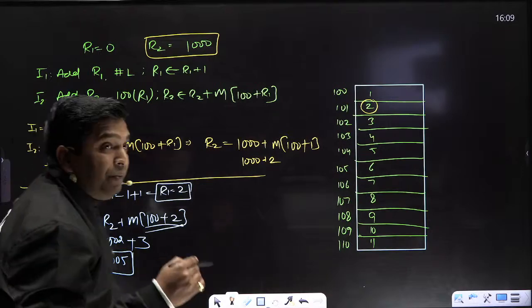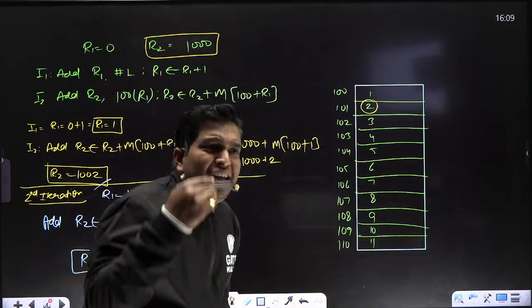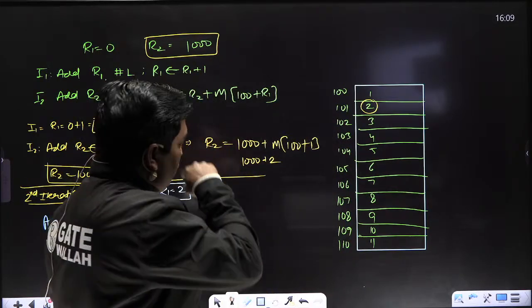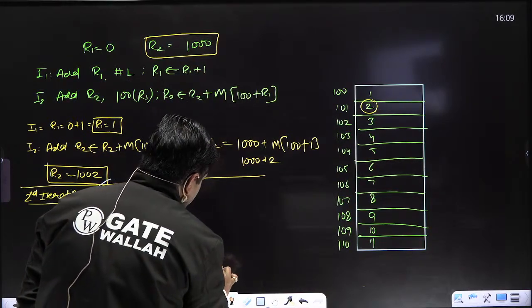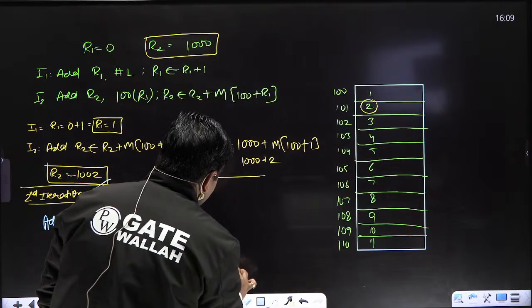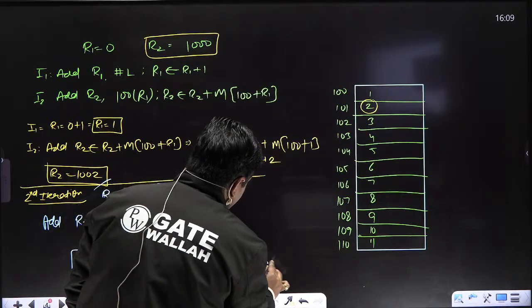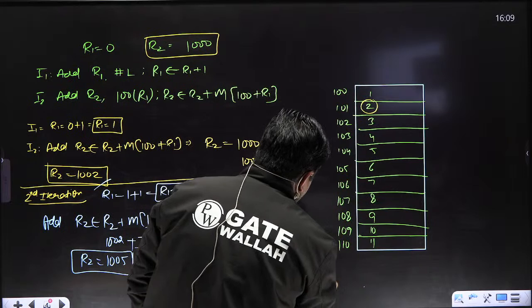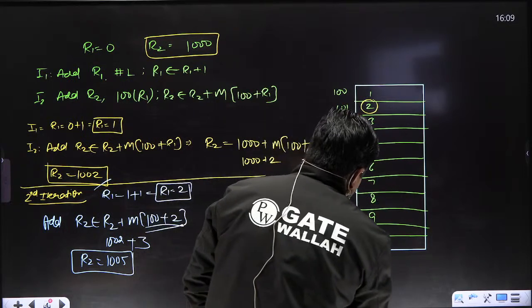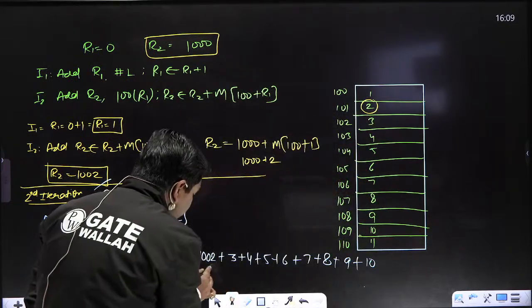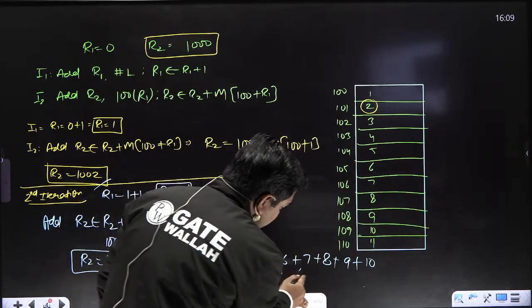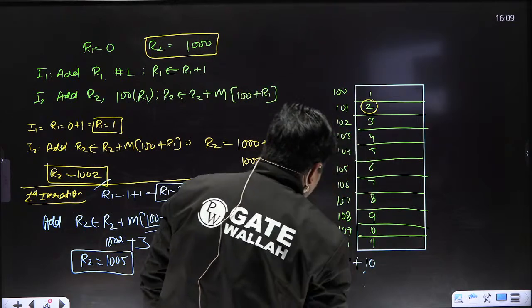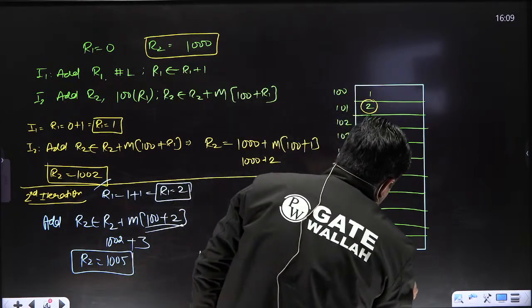Clear? Similar in each and every round. In each and every round, how will you get the answer, my dear? 1002 for the first iteration, then 3 will be added, then 4, then 5, then 6, 7, 8, 9, and 10 will be added. This is the first iteration. This is second, this is third iteration, fourth, fifth, sixth, 7, 8, 9. Clear? And 10th iteration, 11.